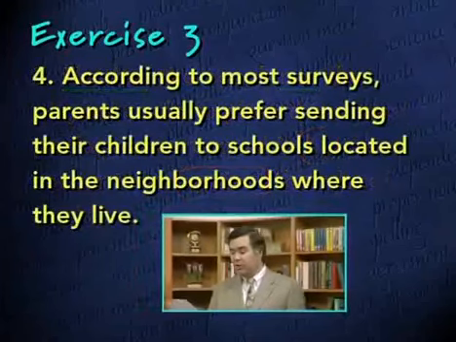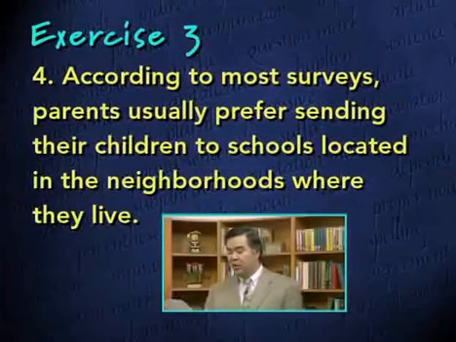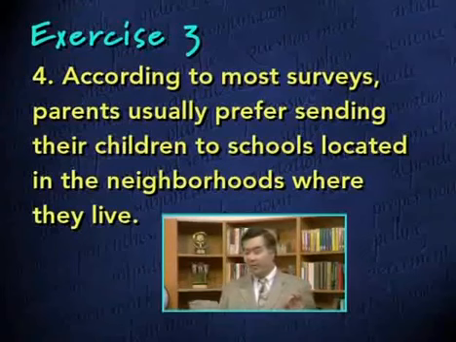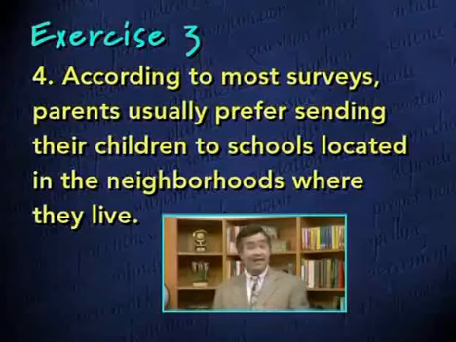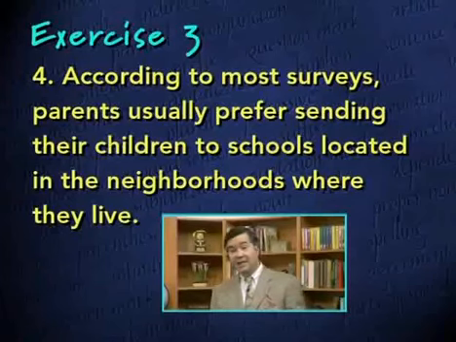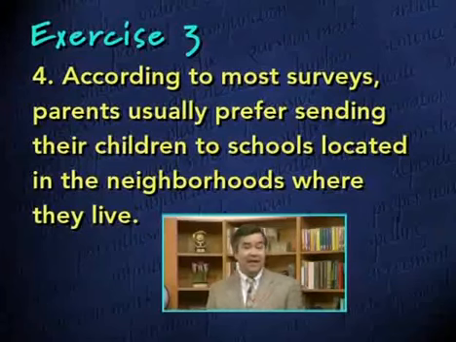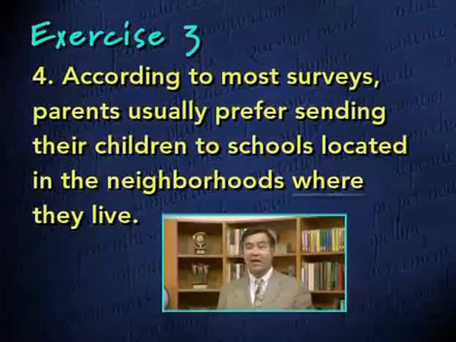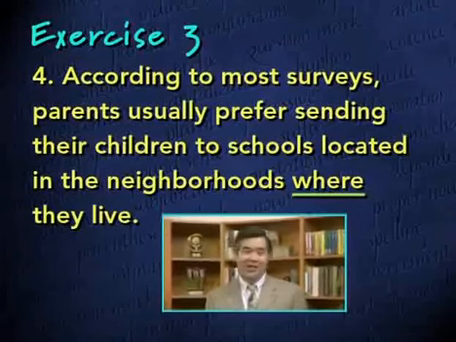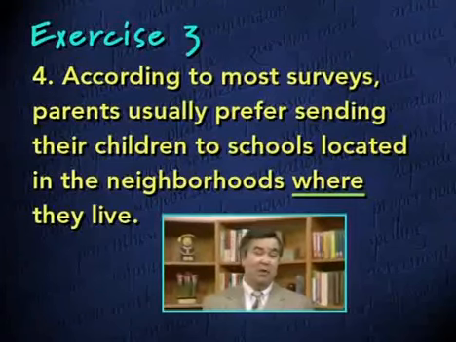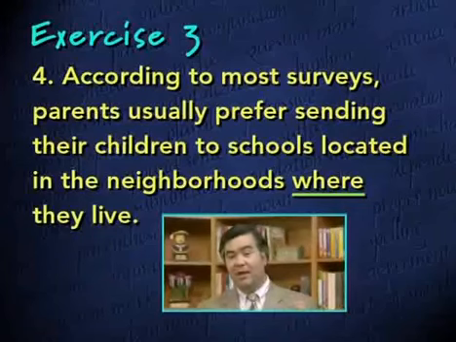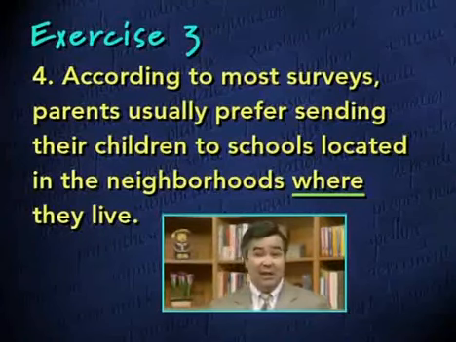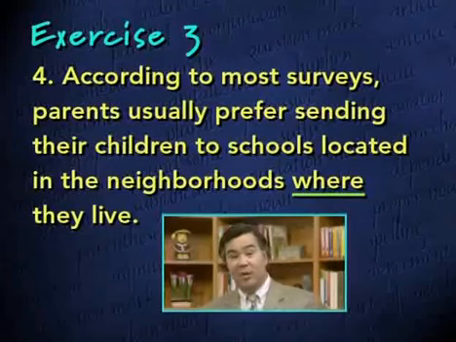Our next sentence. According to most surveys, parents usually prefer sending their children to schools located in the neighborhoods where they live. Well, there are two clauses here, and the second clause is introduced by a subordinating conjunction. Remember that a clause is any group of words that includes a subject and a verb. And this sentence ends with the clause, where they live. That's a subordinate clause. It contains the verb live, the subject they, and it begins with the subordinating conjunction where. Because of that subordinating conjunction, this clause can't stand alone as a sentence. You couldn't say where they live and leave that alone as a sentence. The word that begins it, where, is the subordinating conjunction, which turns it into a subordinate clause. There are also three prepositions in this sentence, and the first one is made up of more than one word, according to.